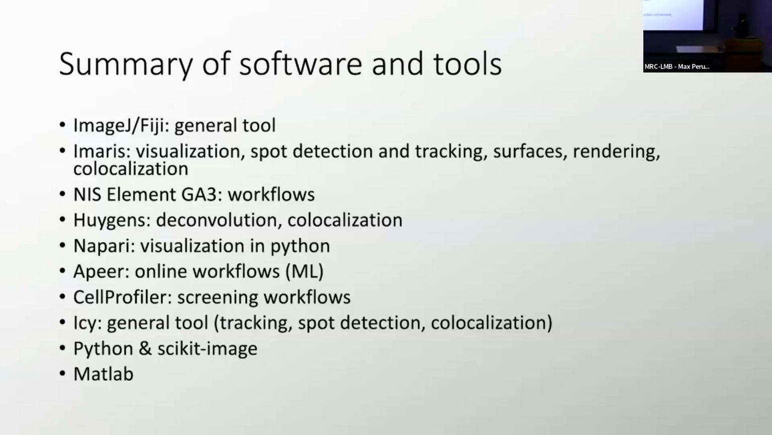There is Arivis, which is a Zeiss online workflow. So everything is online. You upload your image to a workspace, and then you can process it using a non-programming graphical interface. CellProfiler is also for training workflows, a bit in the same logic as GA3. ICY is a general tool for spot detection, tracking, and colocalization. And there are scripting approaches here.